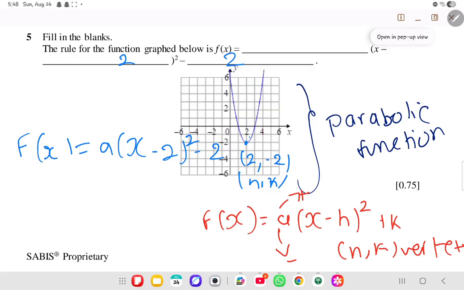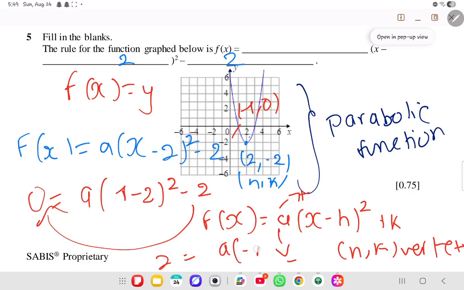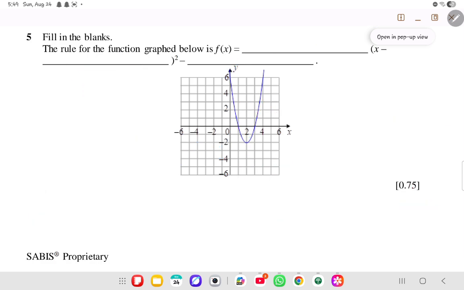Again, choose a point. For example, this point over here, this is (1, 0). So we'll substitute it over here. Remember again, f(x) is equal to y. So let's substitute it. y is 0. 0 is equal to a times (1 minus 2) squared, minus 2. Move this to the other side. 2 is equal to a times (1 minus 2), which is minus 1, squared. So it's basically 1. So 2 is equal to a times 1. So 2 is equal to a, so the value of a is 2. So that's it for question number 5.